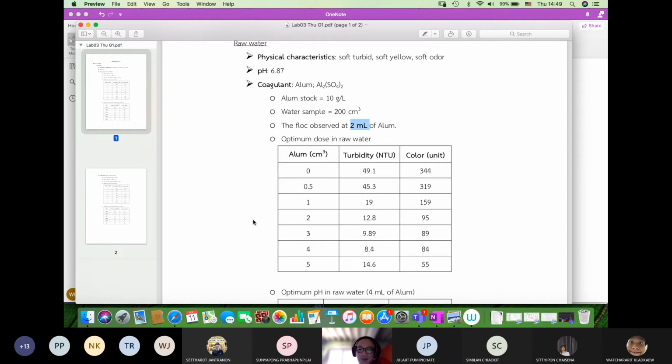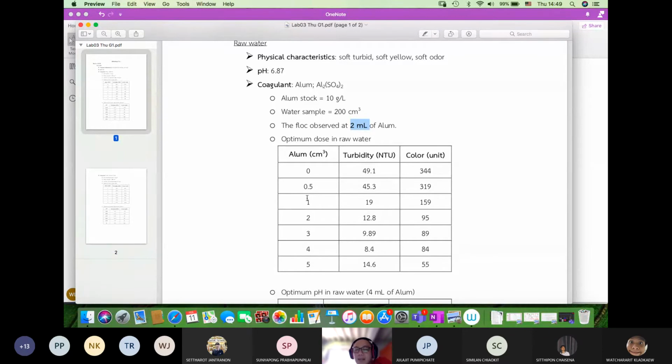Then we put this amount in the middle. We put the aluminum alum here, 2 ml, and then we put smaller portions into the first and the second jars, and greater portions into the fourth, fifth, and sixth jars. After doing this, we decided to vary the dose like this. Then we conduct the jar test experiment.